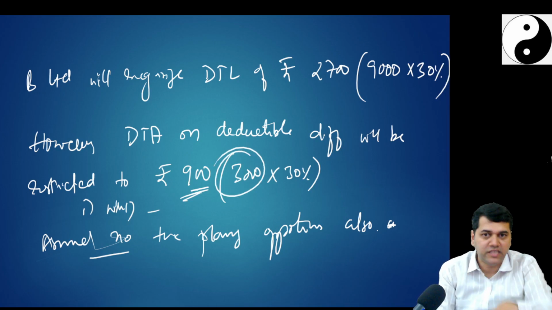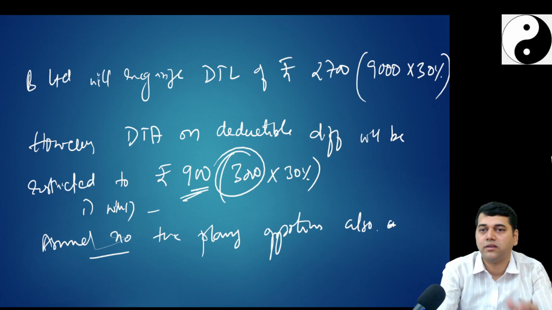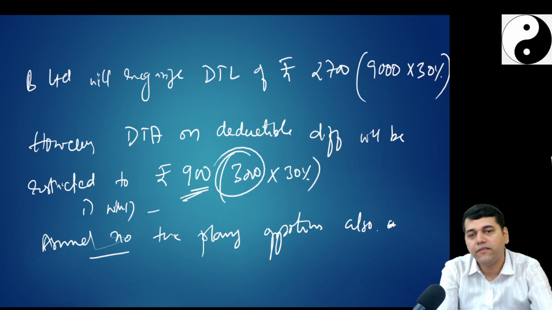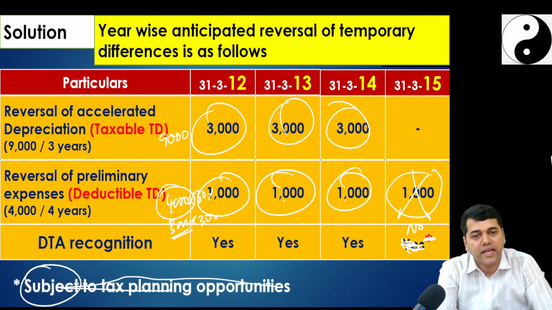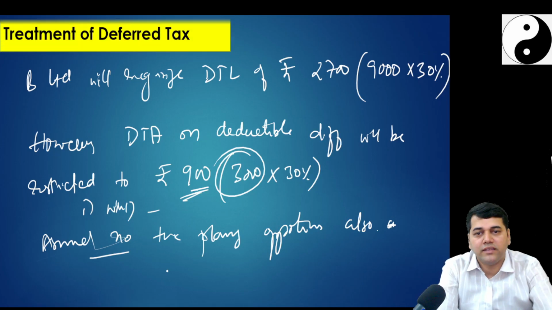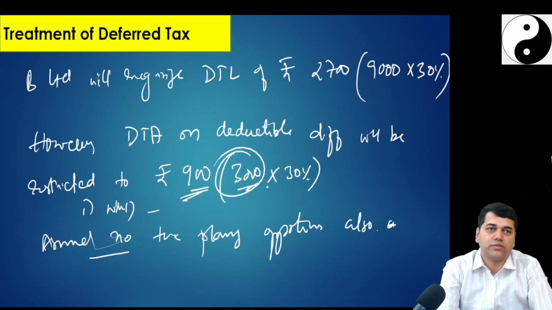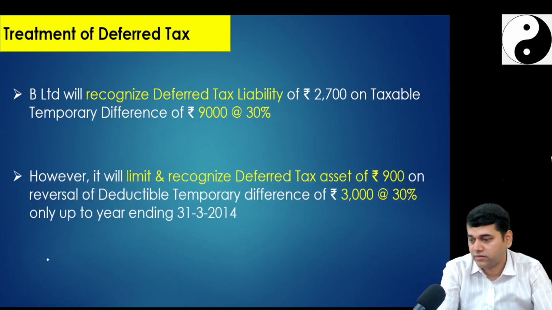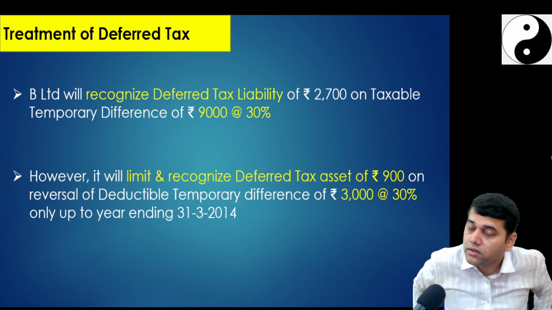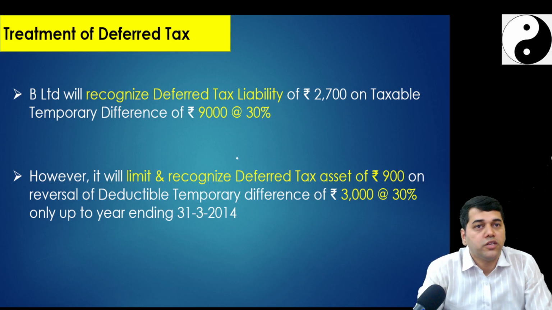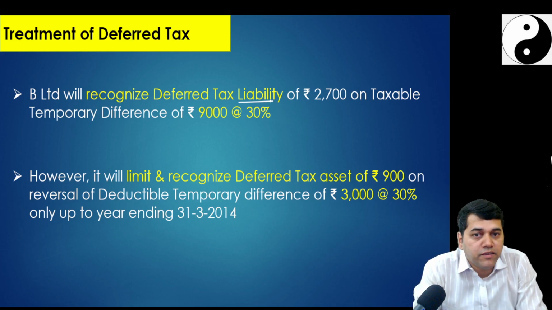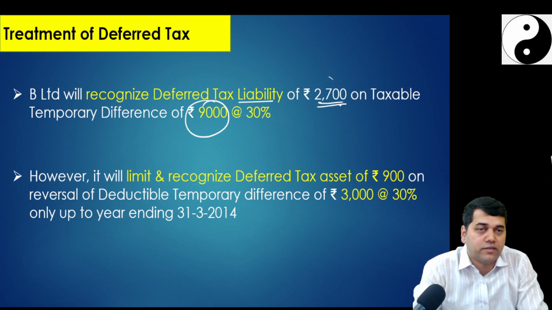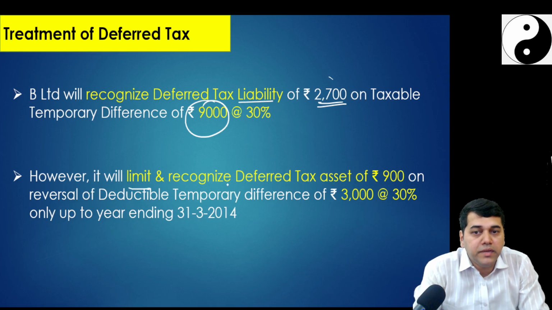Okay, I will change this solution pattern as per whatever you like, because I have gone with the study material pattern. In the study material, they have given S here with the star on tax planning opportunities. And then they said, look, we will restrict it only to 3000. Yes, Prithvi, what is your doubt now? I want to understand your doubt. Okay, go through it. So are you clear, students? So we are going to recognize the deferred tax liability on the full 9,000 with the 2,700. However, we will limit and recognize deferred tax asset only on 3,000 rupees.